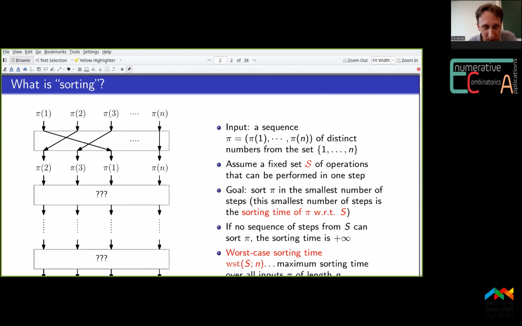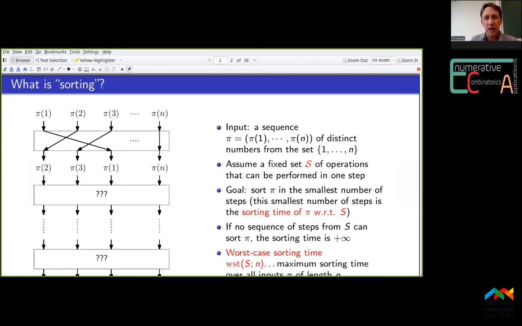Let me begin by explaining what I mean by sorting a sequence. I imagine that I have a sequence of n distinct numbers. I might as well imagine that those are numbers from 1 to n in some order, and I'd like to sort them, so transform them to be in increasing order.